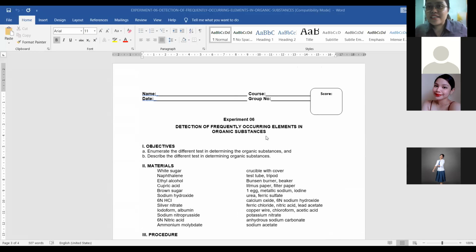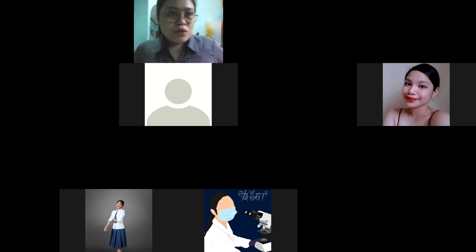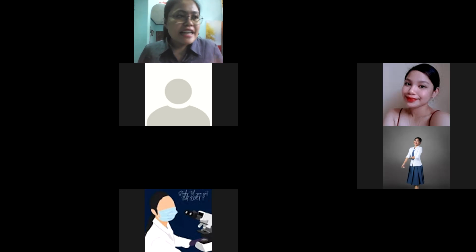So to summarize, we have first, of course, carbon, the real component of our organic substances. Carbon, number 1. And we have lots of organic substances that have nitrogen and at the same time halogens. So those are the processes we do to see if it really has those component elements. Okay. Do you have questions?